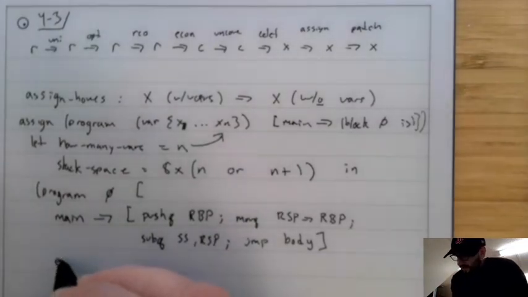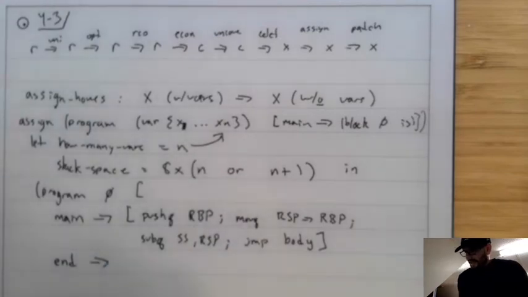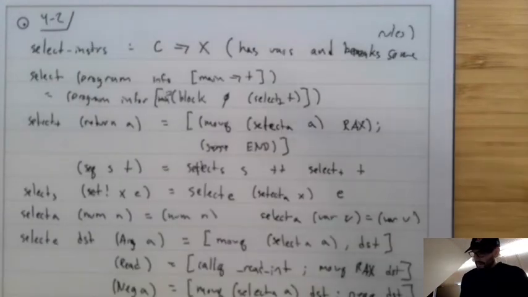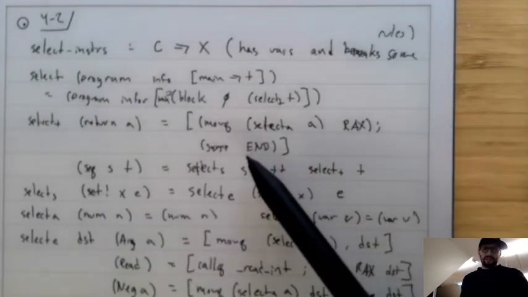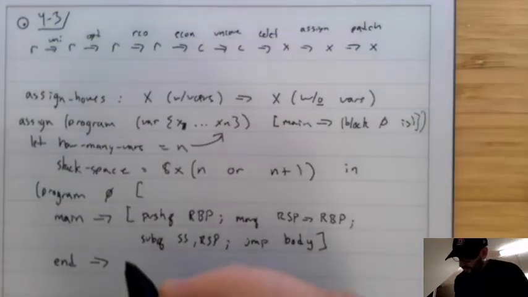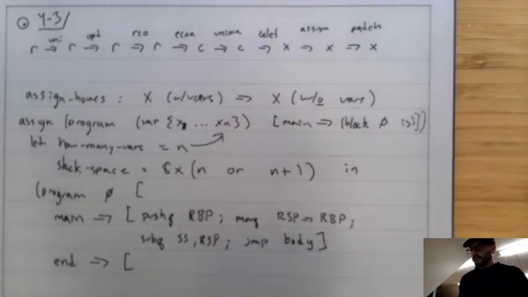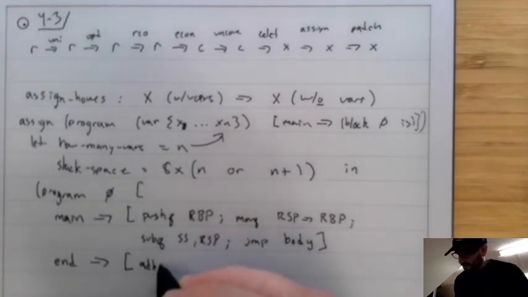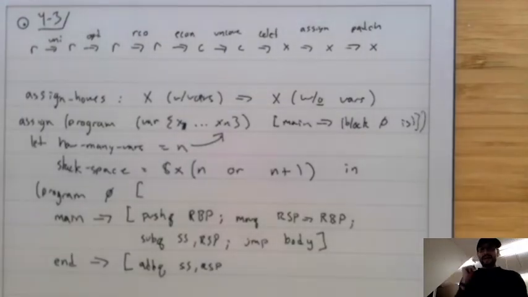At the end of our program, and I'm writing end here, and this end, by the way, is the same end that we jumped to on our return, what we do is we are going to add Q SS to RSP. This is giving back the space on the stack.